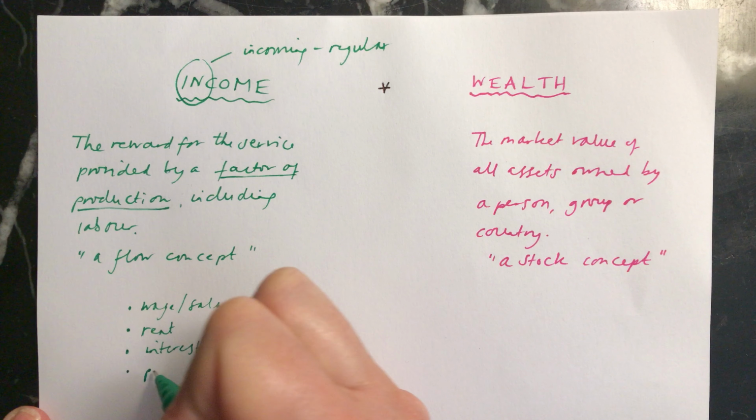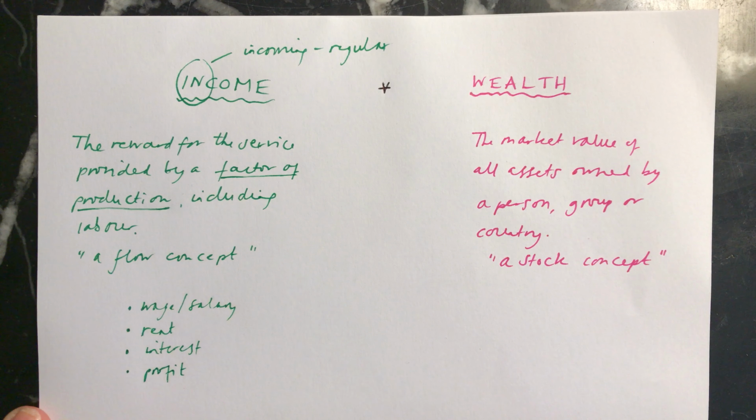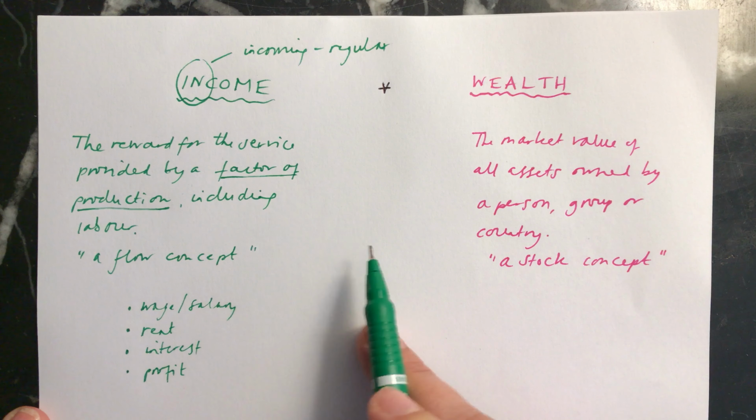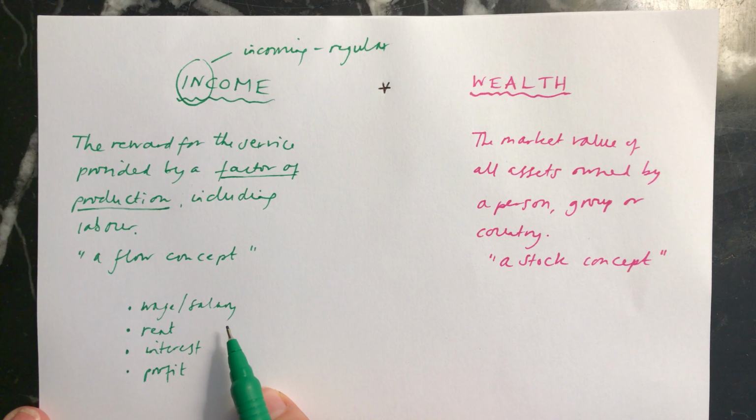Last main one is profit. If you have a business, you're running the business and you are taking in money, you have costs as well, but overall you'll be making profit. And again, this is a flow concept. It's money that hopefully is coming in regularly.